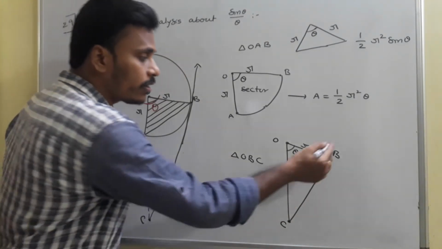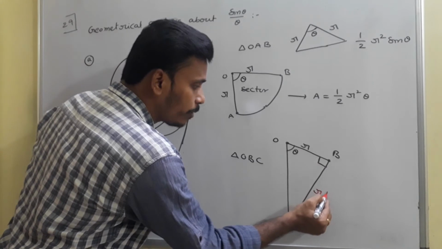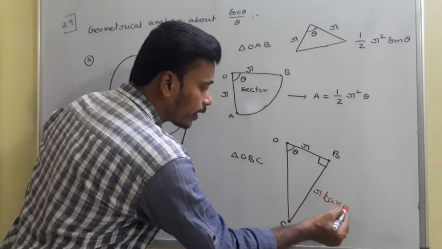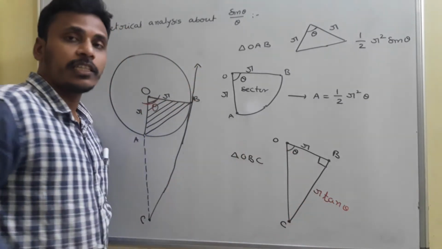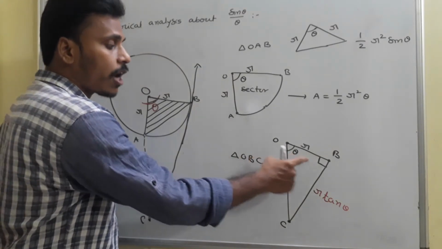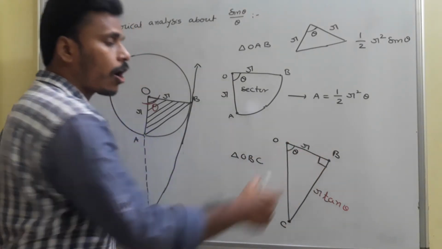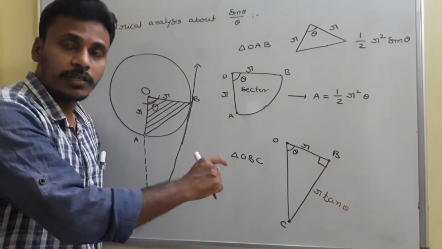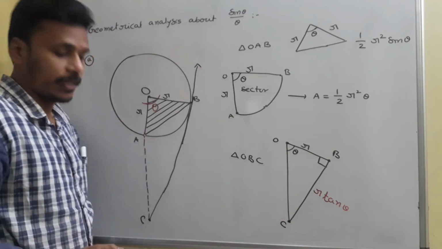If you calculate this BC, you will get that BC is R tan theta. Just apply tan theta for this. Tan theta is the opposite side BC by R, so BC is R tan theta.